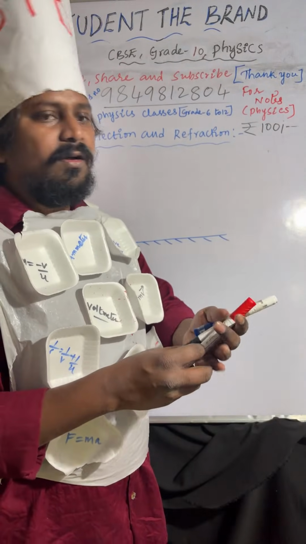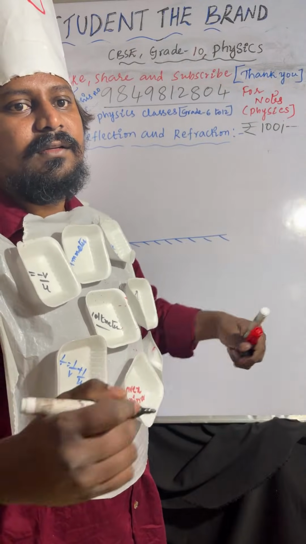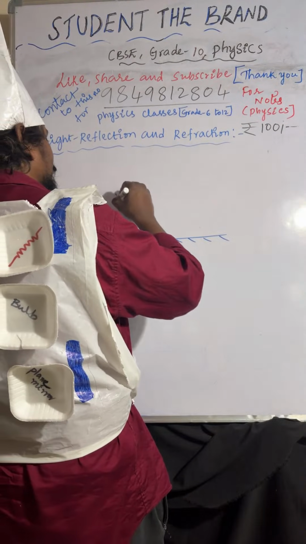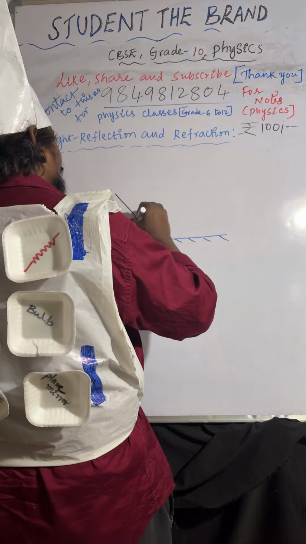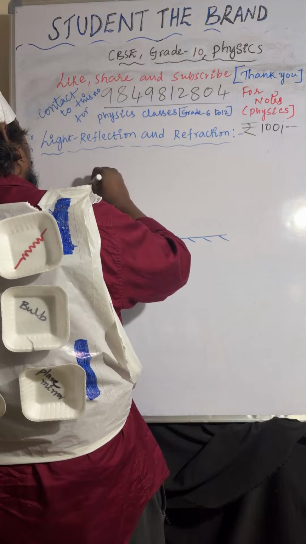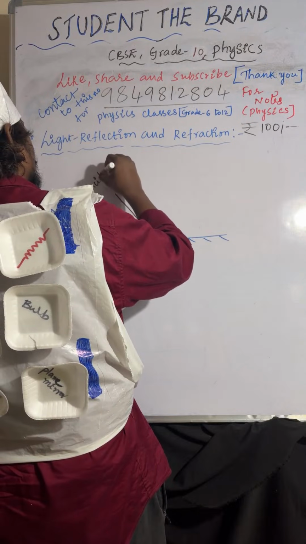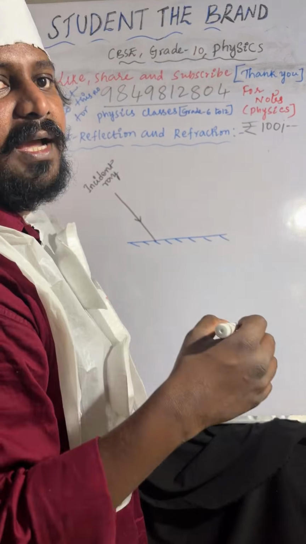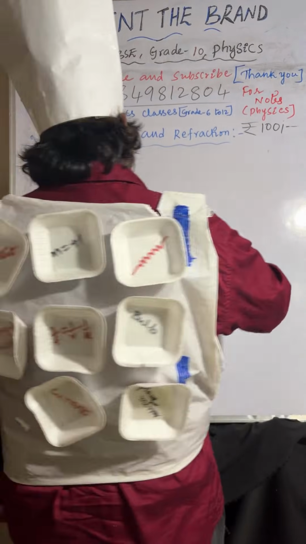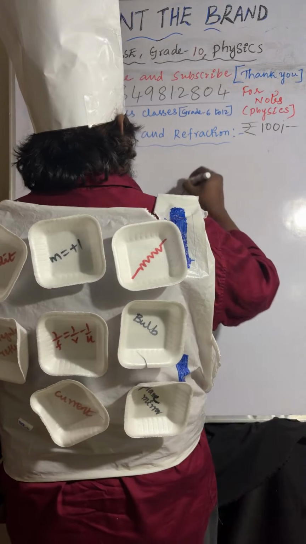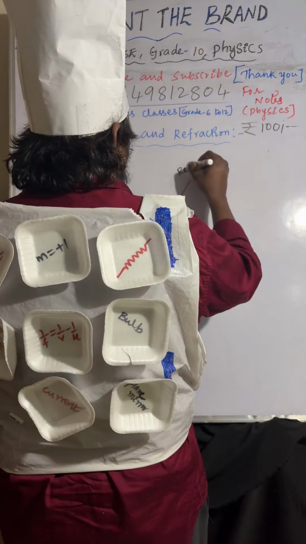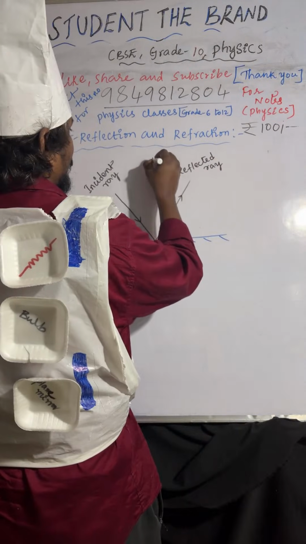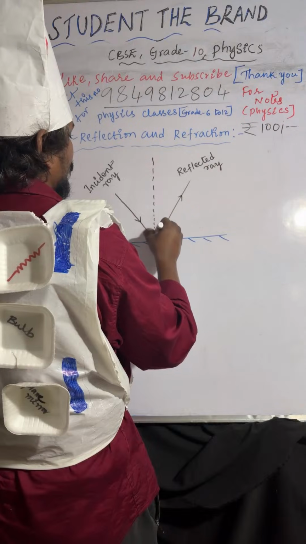So when light is incident on it, this is the incident ray. The light ray which is incident on the surface is called the incident ray, and the light ray which is reflecting back is called the reflected ray, and the light ray which is perpendicular to the plane surface is called the normal line.